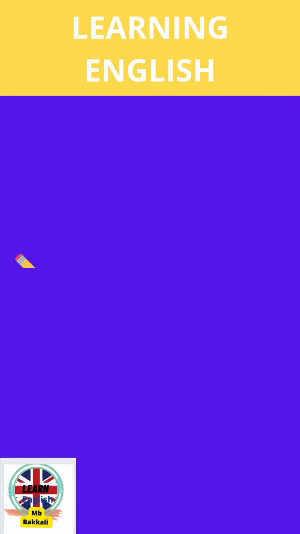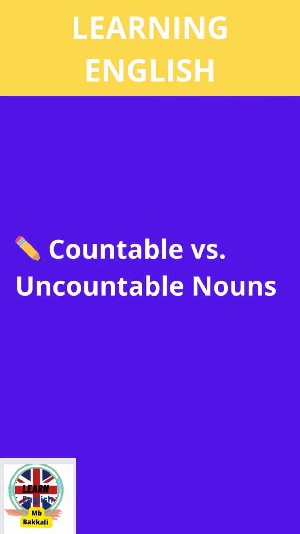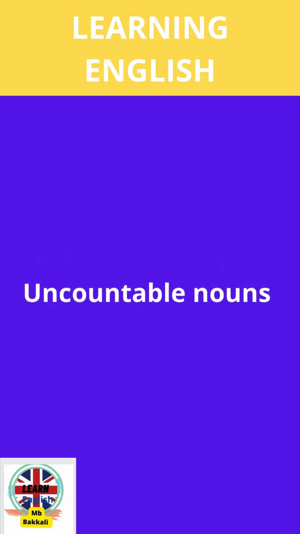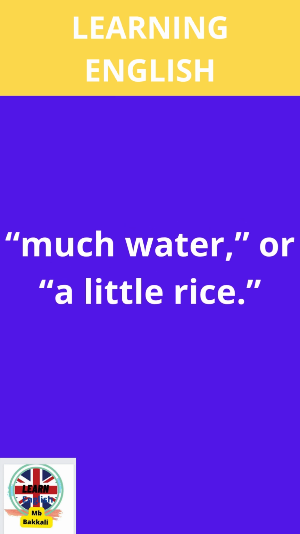Finally, let's talk about countable and uncountable nouns, another area where grammar trips people up. Countable nouns are things you can count individually. Apples, chairs, books. You can say many apples or a few books. Uncountable nouns refer to substances or concepts that can't be counted one by one. Water, rice, information. Here, we use much water or a little rice.